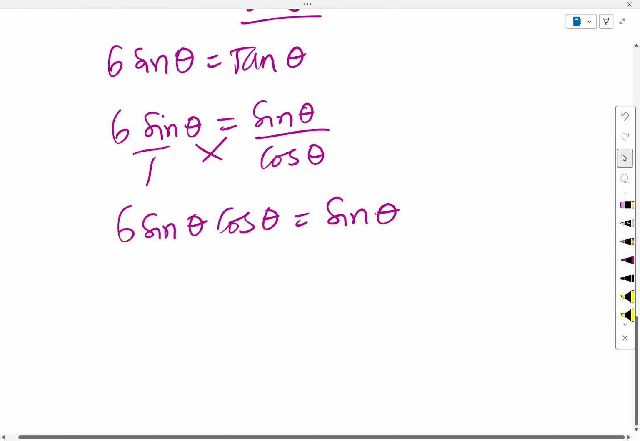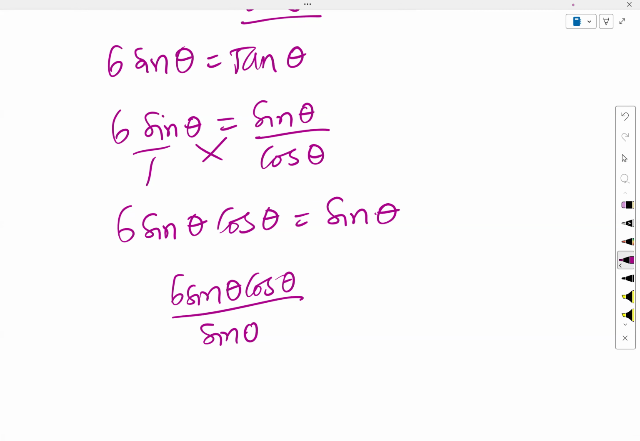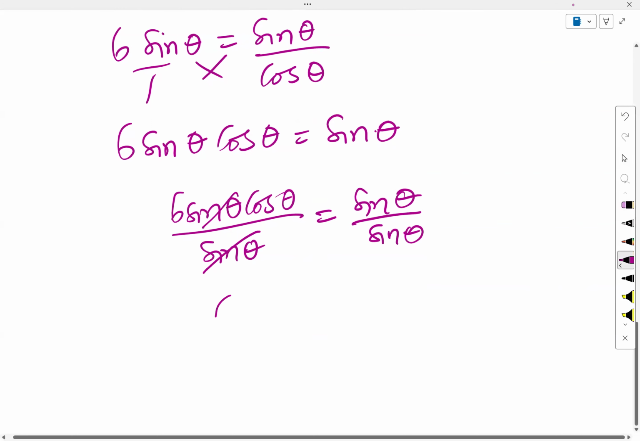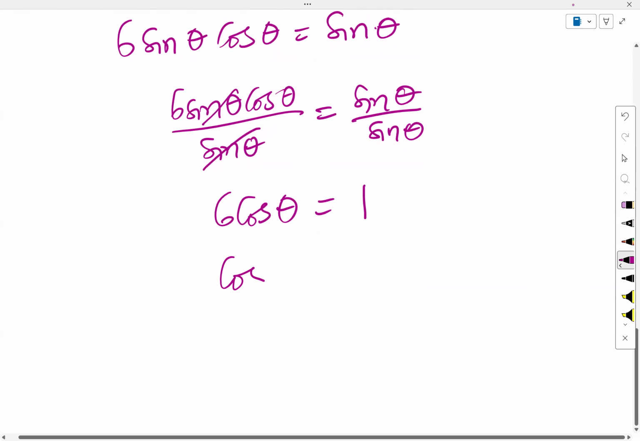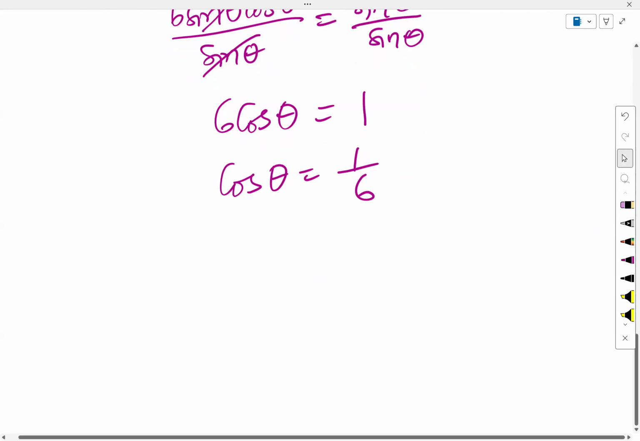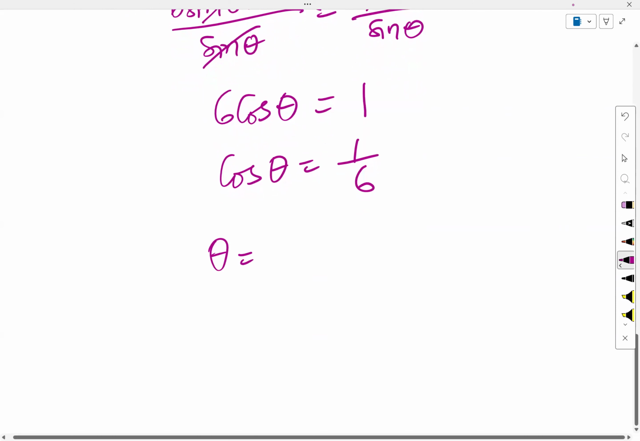The next thing we can do here is divide through by sine theta. So we have 6 sine theta cos theta divided by sine theta equals sine theta over sine theta. Then this cancels out, and we have 6 cos theta equals 1. And that means that cos theta is equal to 1 over 6. So if cos theta is 1 over 6, what is theta? Theta is arc cosine of 1 over 6.